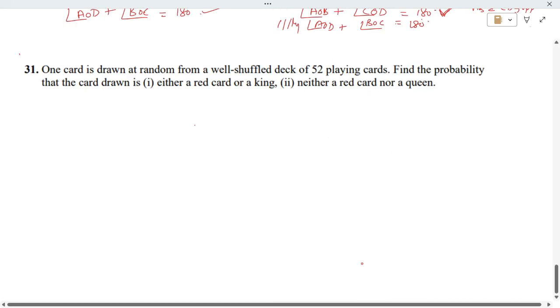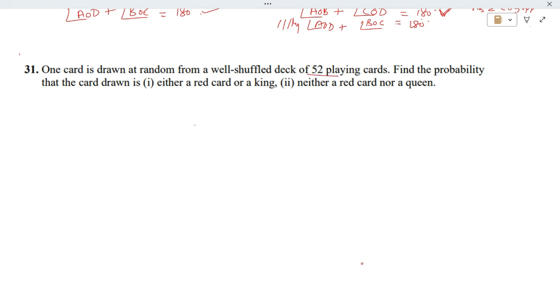Question number 31. One card is drawn at random from a well shuffled deck of 52 playing cards. So, what is the total number of cards? 52, isn't it? So, that is going to be the total outcomes. Find the probability of the card that is drawn, either a red card or a king. So, probability of either a red card, okay, or a king. It can be a red card or it can be a king.